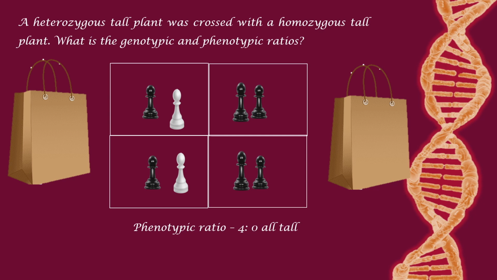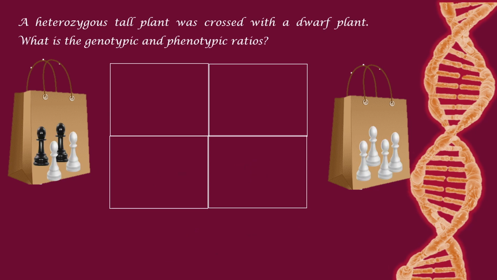So what is the phenotypic ratio here? 4:0, right? All are tall. Then what is the genotypic ratio? 2 homozygous tall, 2 heterozygous tall. 2:2 means 1:1, right? Now did you understand how to solve this kind of problems and draw the Punnett squares? Instead of pawns, if you mark them with the alphabets like capital T, small t, this is the Punnett square, right? Let us solve another problem now.